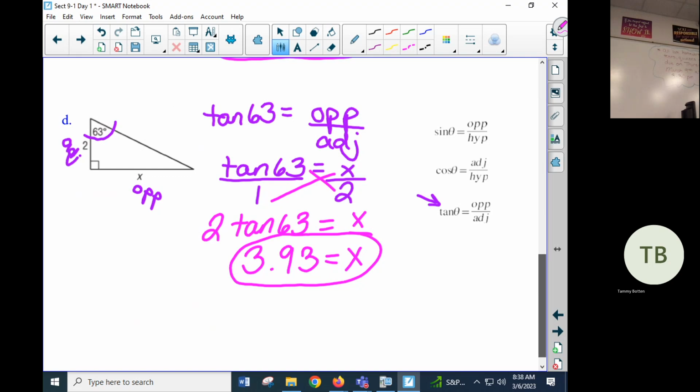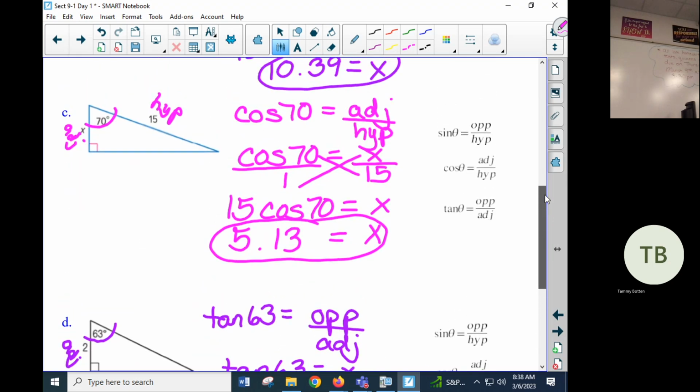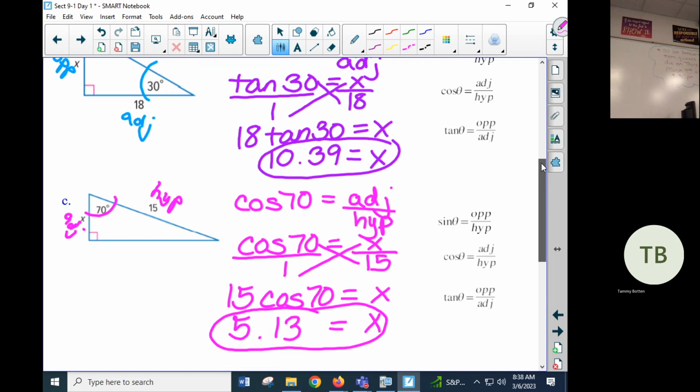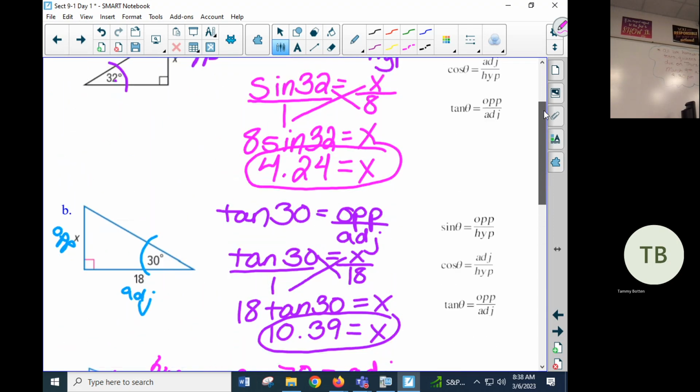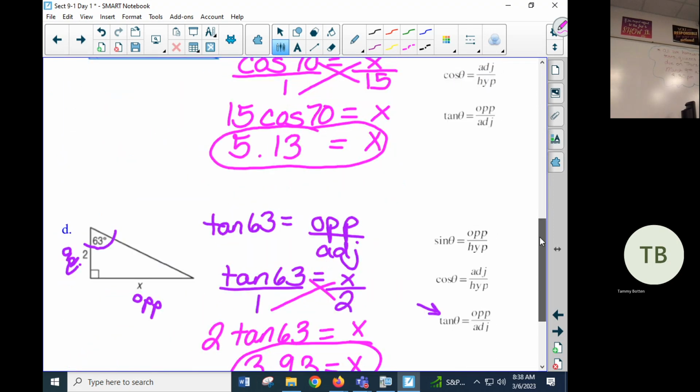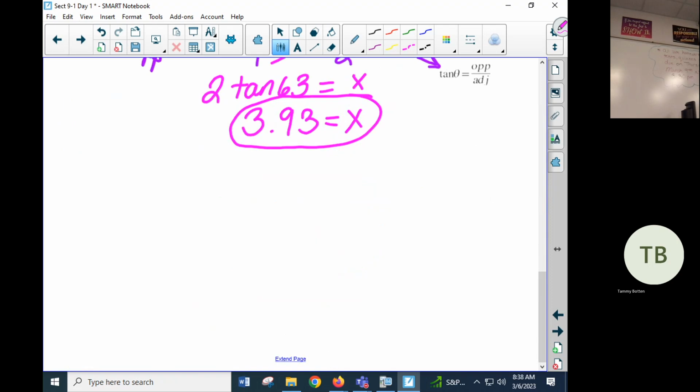Now, I just have to explain one thing before we move on. The way that all 4 of these examples worked out is we had X on the top of all of these, okay? But that is not always the case. So what could happen with this chapter is you could get something like this. Tangent of 55 equals 2 over X. Okay, you could get something like that.